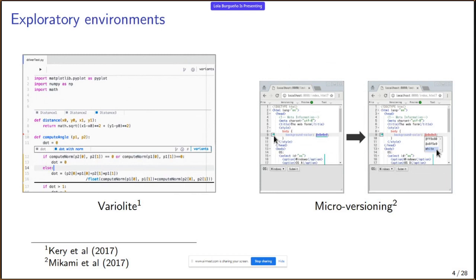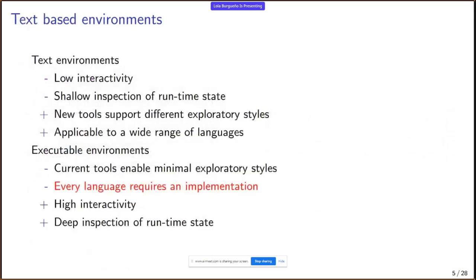The other one is microversioning. They basically track all edits you make. And then over a certain period of time, they make a micro version of that edit, and then you can quickly switch between different micro versions. And what both these environments have in common is that they're based on text-based environments.